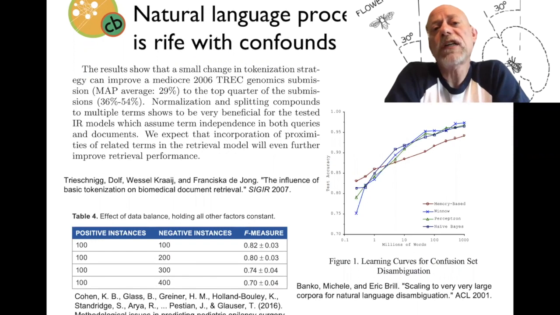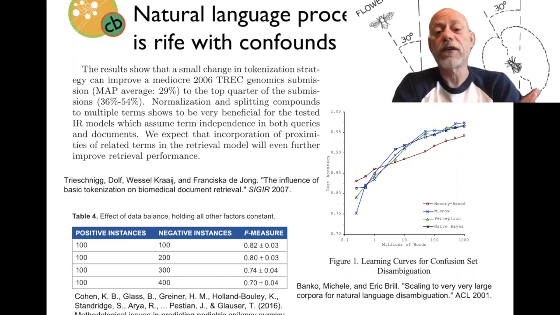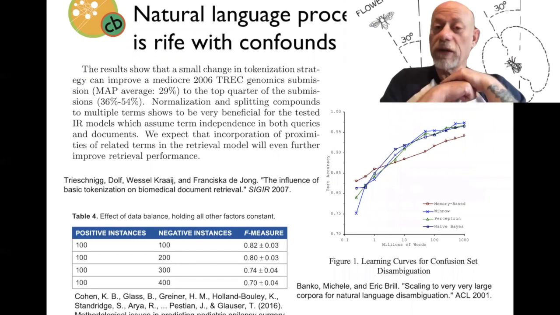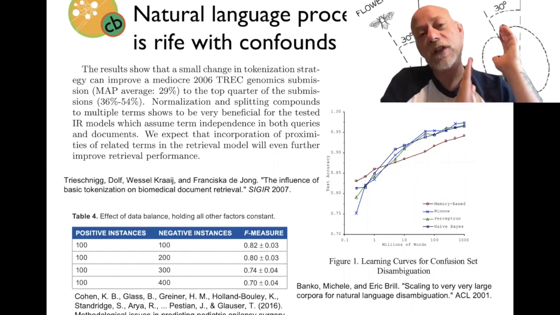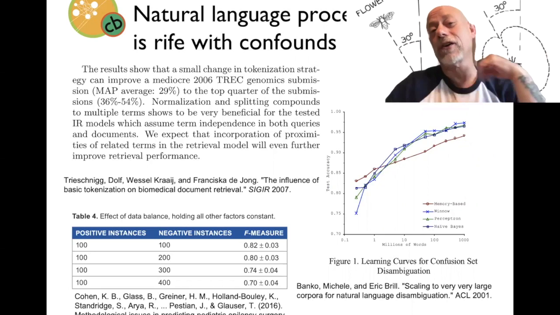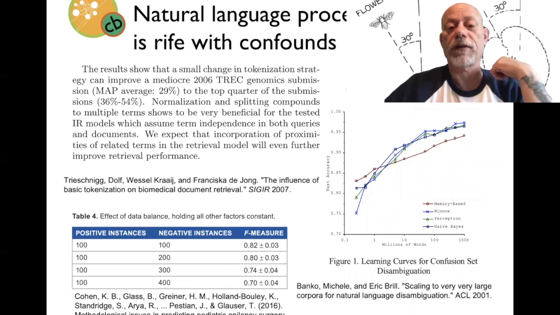Now, the reason I bring this up is that natural language processing research is rife with confounds. Rife with means that they're everywhere, including hidden away where you don't see them. It's like cockroaches in the kitchen of that apartment I had in college. Let me give you some examples of ways you can see that.